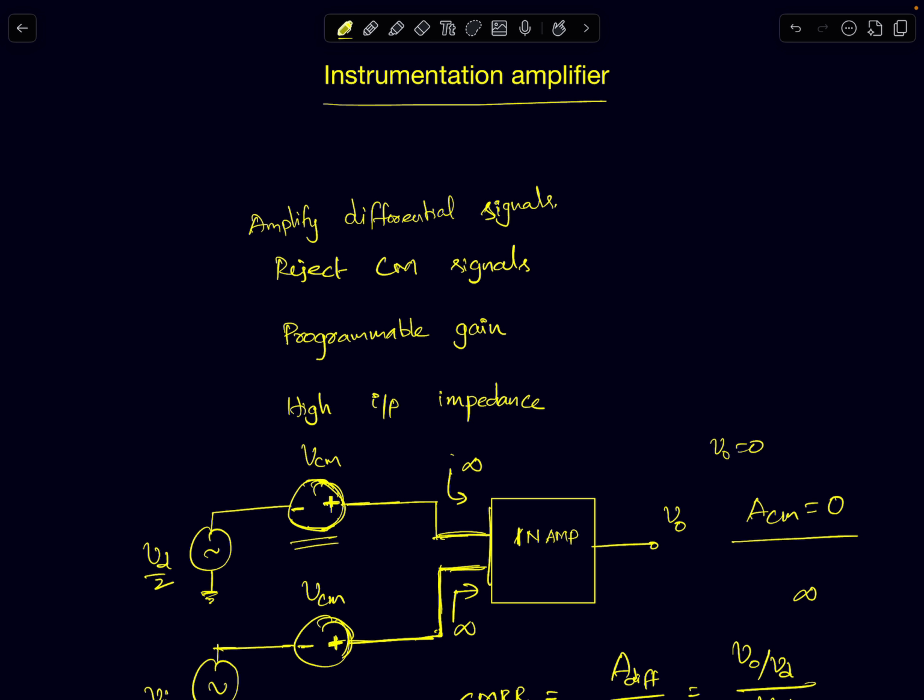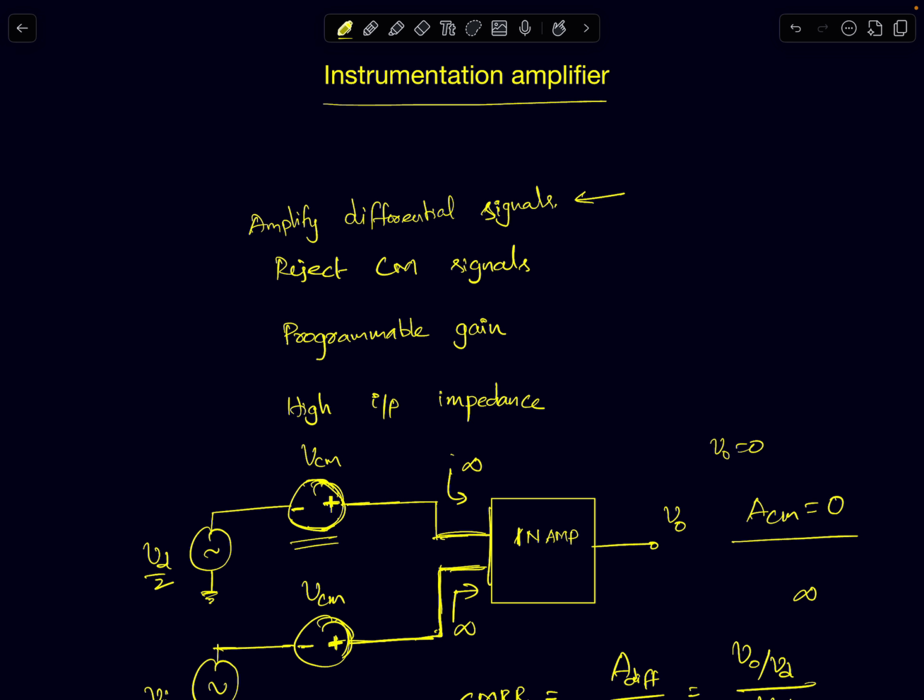Instrumentation amplifiers are used very popularly in medical applications, sometimes in pressure sensors. Their goal is to amplify very weak differential signals in the presence of a very large common mode noise. Since we have already discussed basics on microelectronic circuits, you take any differential circuit, the goal of that circuit should be to amplify the differential signals and reject all forms of common mode signals.